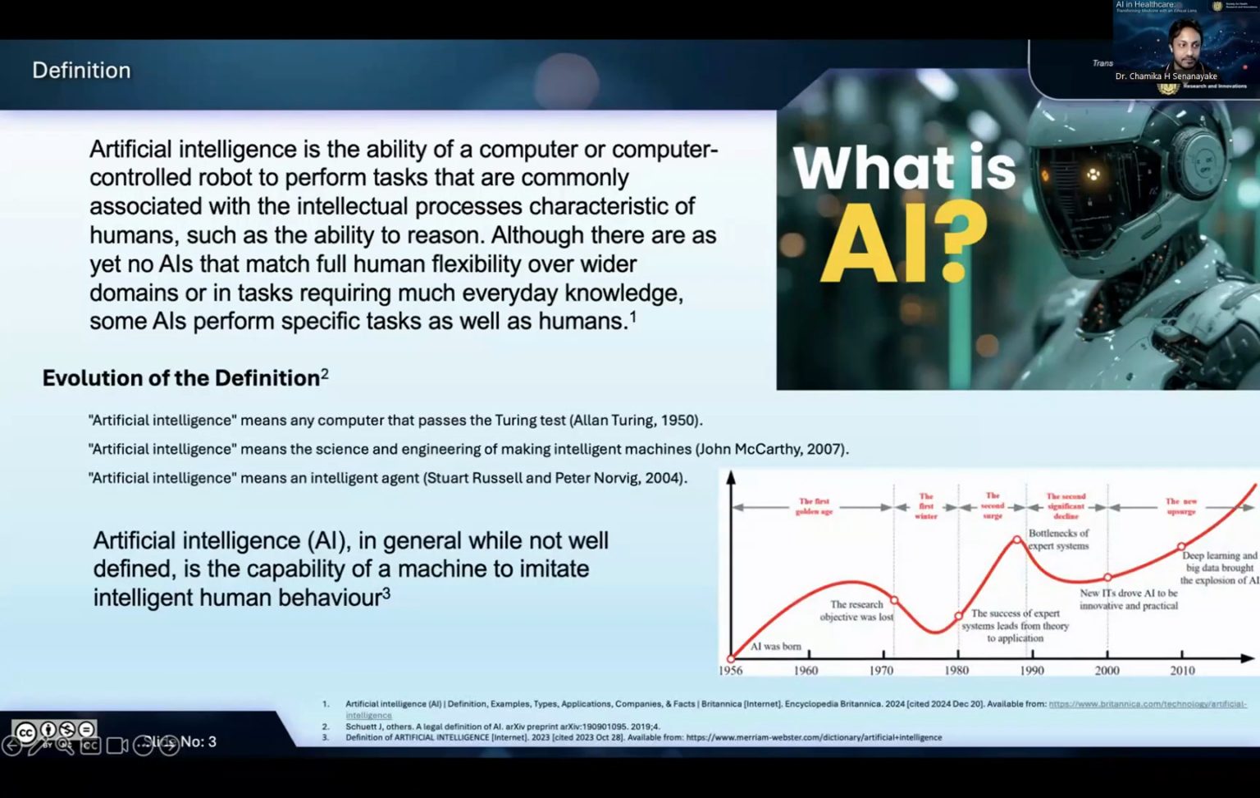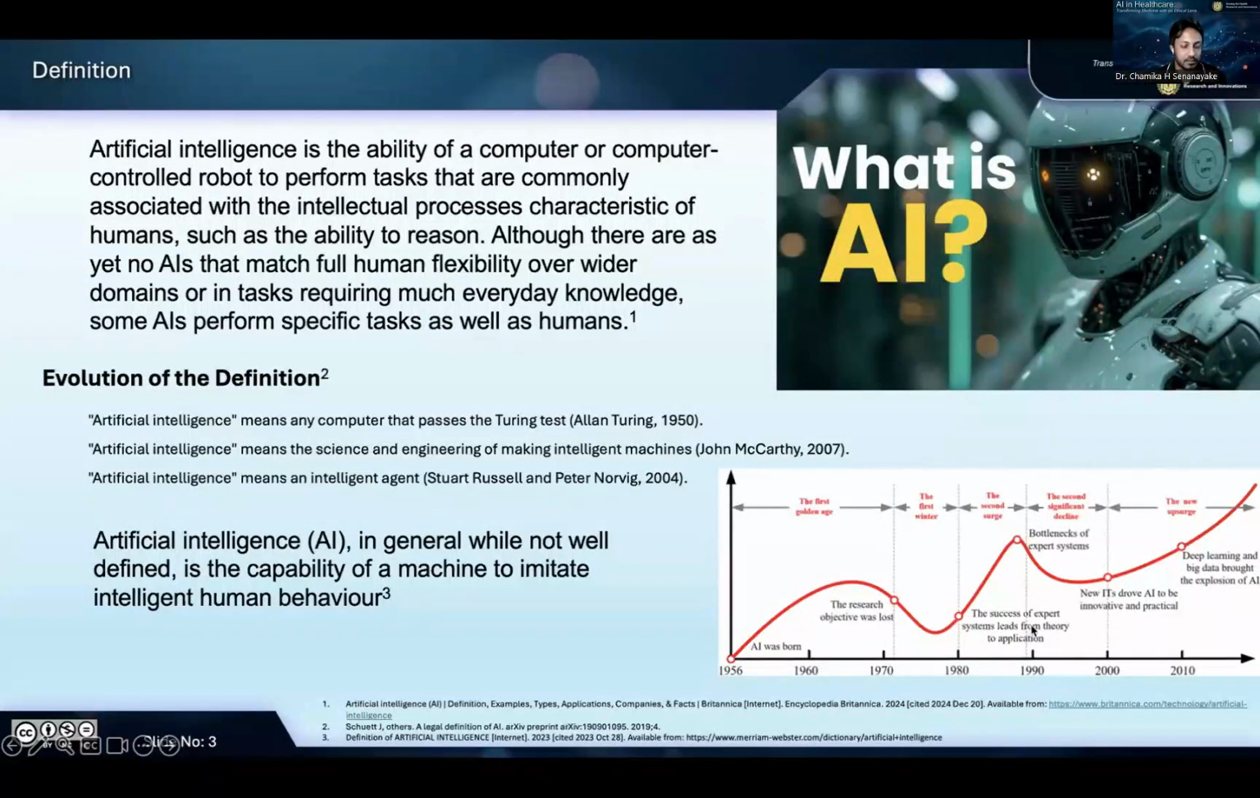In the 1950s, AI meant whatever system could pass the Turing test. The Turing test involves a human, a computer, and a human judge, and they perform various tasks. There was also another phase, in which artificial intelligence meant the science and engineering of making intelligent machines.